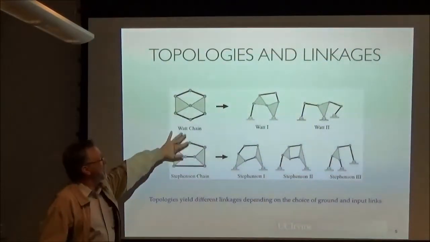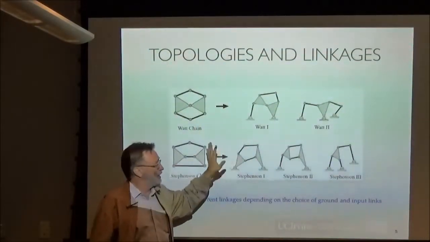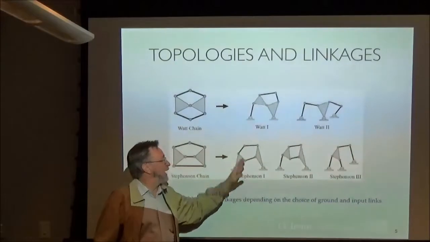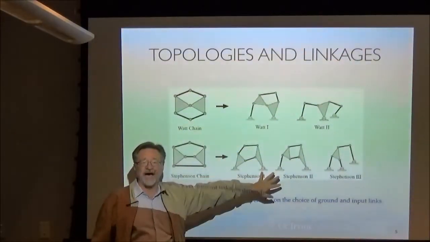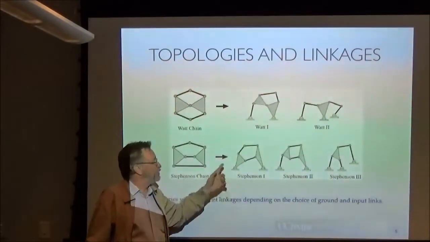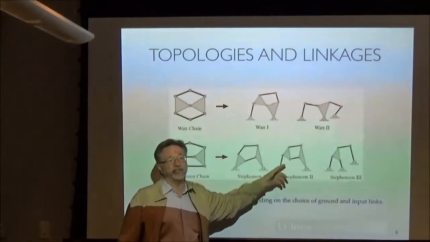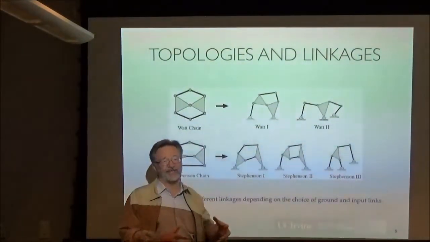When we talk about a topology, we really don't distinguish which link is ground. If you choose which link is ground, you get several different mechanisms. One of the things that matters to us is which is the input link. So this input link is different from that input link. So when you start talking about it, you actually start getting more.